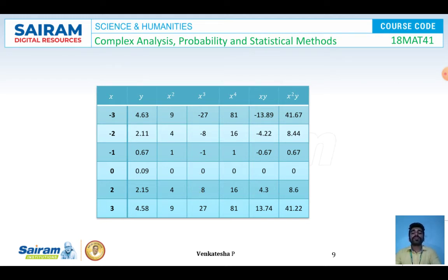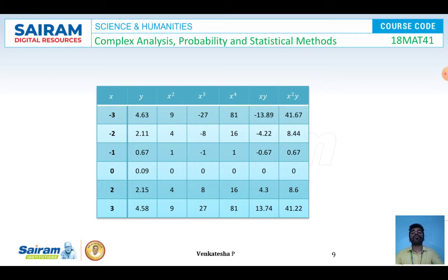Now, to calculate x power 4. So applying power 4, I got 81, 16, 1, 0, 16, 81. And to calculate xy, I am multiplying x into y. I got minus 13.89, minus 4.22, minus 0.67, 0, 4.3, 13.74. Now to calculate x square y, we got the values 41.67, 8.44, 0.67, 0, 8.6, 41.22.